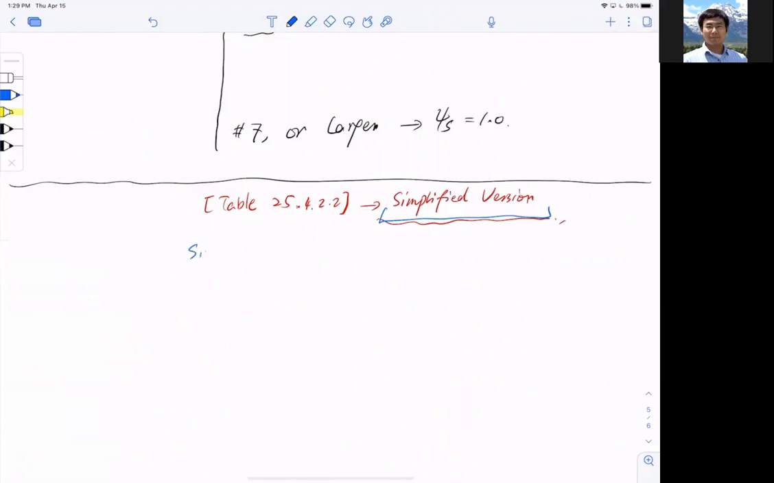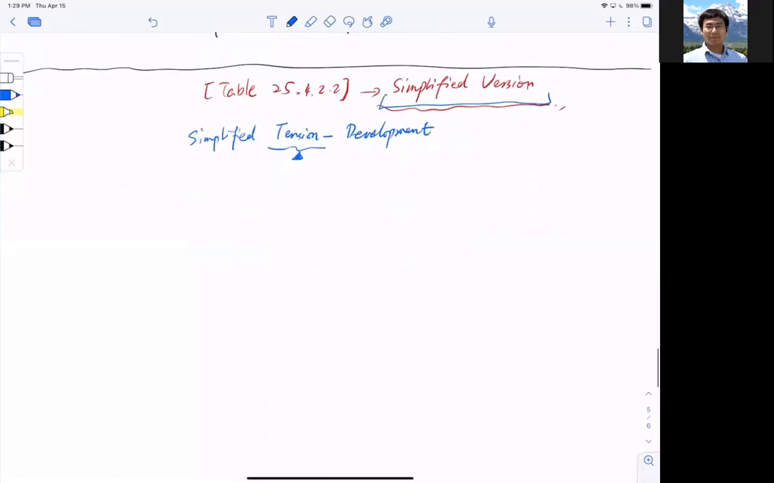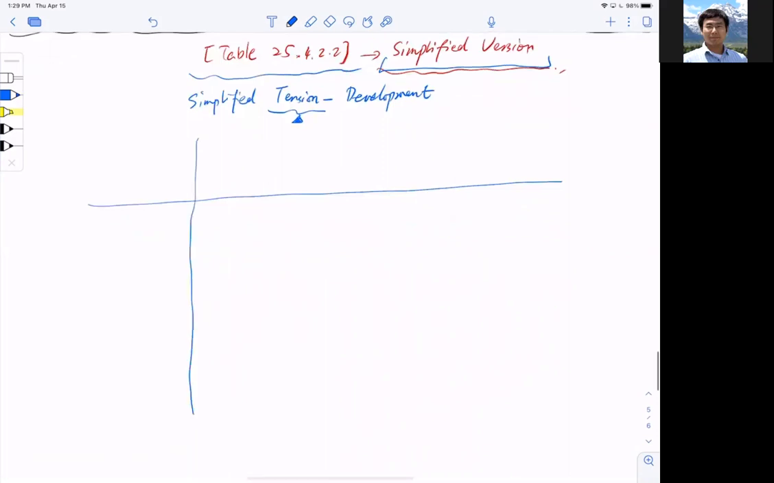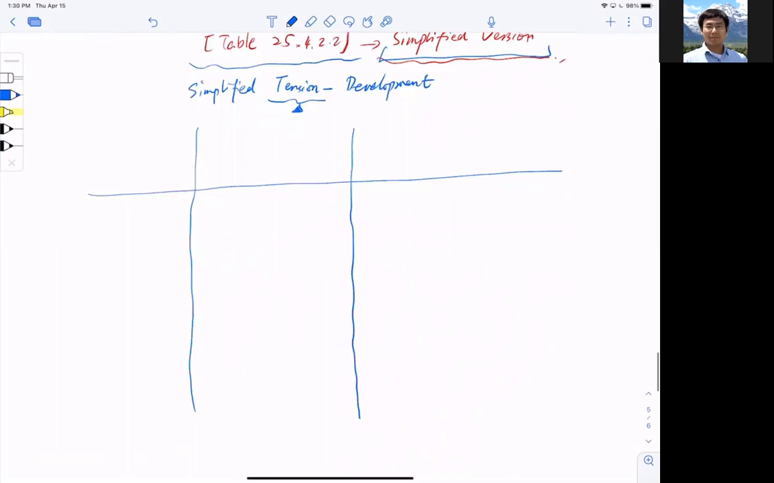And what does this simplified version look like? Okay, so this is the simplified tension development length. I want you to be careful, okay? This is under tension. ACI says in Table 25.4.2.2 that I can simply divide all my scenarios into the following cases. ACI says, look, I can divide all the scenarios of my case into simple cases.